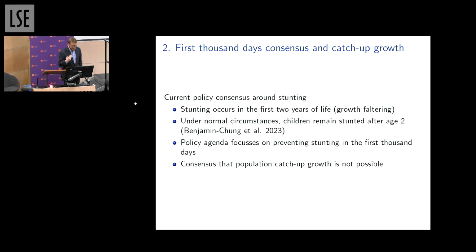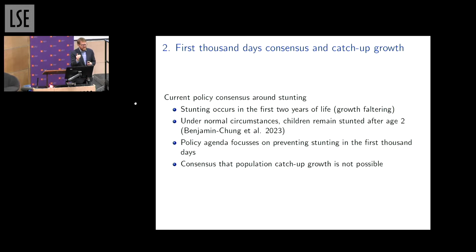So this is a consensus that kind of exists around child stunting today. Because people see these growth faltering graphs, and we've seen this pattern repeated across the world, and because we also observe that under normal circumstances, children who become stunted remain stunted, the policy agenda has really focused on preventing stunting in these first 1,000 days. So what can we do to prevent these children from becoming stunted?